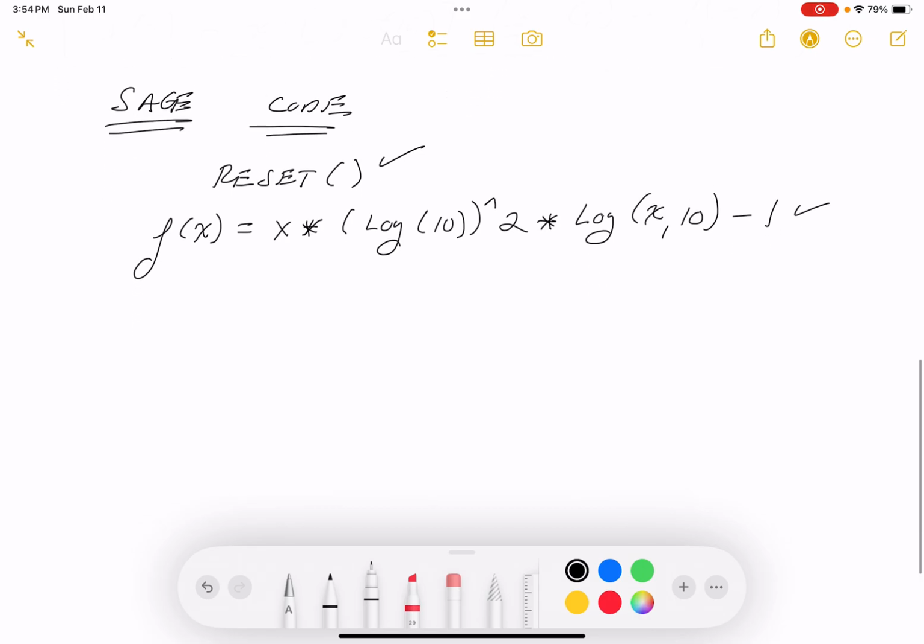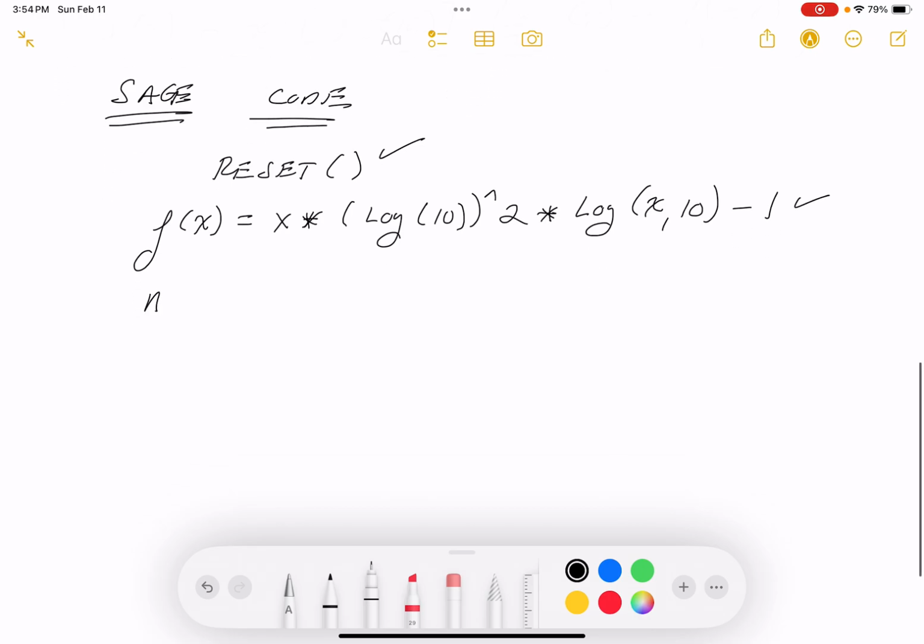Let's go to the next line. The next line I define Newton's method. I just say nx equals, and nx is going to equal x minus f of x divided by its derivative. And in Sage, it's pretty easy to take a derivative, even of complicated things: diff f of x with respect to x. This is my function now.